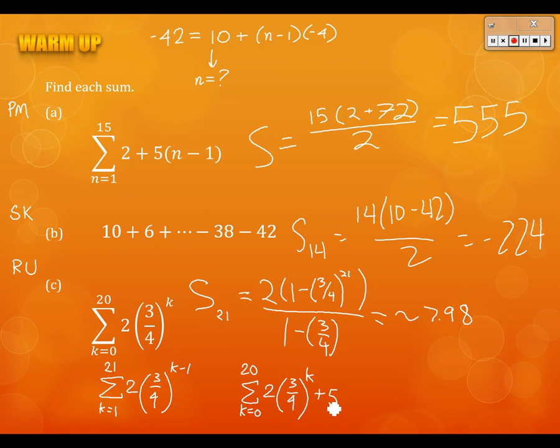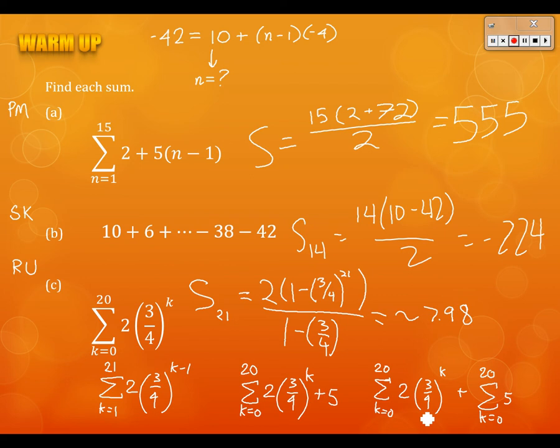This piece is geometric. This other piece over here, well, it's not really arithmetic in the normal way, but it would be the sum we computed. So Phil is right. It would be the sum we computed, which is 7.98, plus the sum from 0 to 20 of just 5. You know what that is? This piece is 7.98 because we said so. This piece is 21 times 5, because it's 21 5s, right?